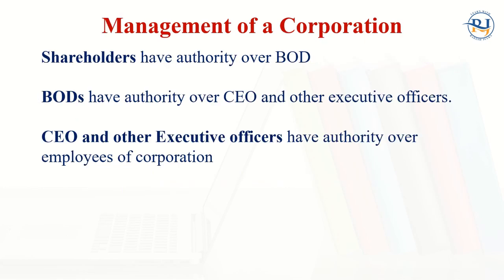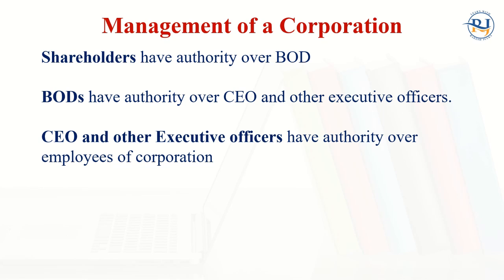Management of the corporation: the shareholders have authority over the board of directors, so shareholders have more power. Shareholders have a voting right, and on the basis of it they vote and select the board of directors. Once the board of directors is there, it has authority over the CEO, chief executive officer, and other executive officers as well. So the board of directors has more authority than the CEO, and the shareholders have more authority over the board. The CEO and other officers have authority over the employees of the corporation.